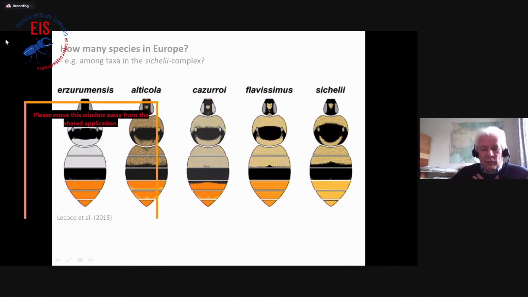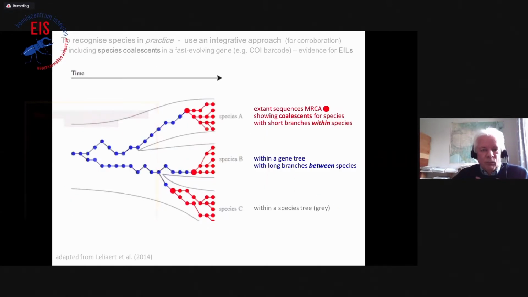Here's an example of one of those sorts of questions that's been raised in Europe. There's a group of bees called the Sicily Complex, and they come in lots of different color patterns, as shown here in Lecoq in 2015. And people have asked how many species are present.